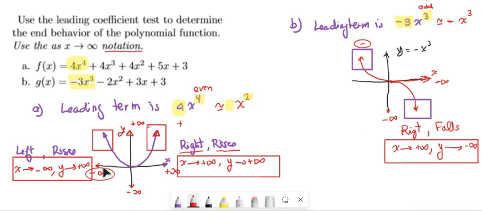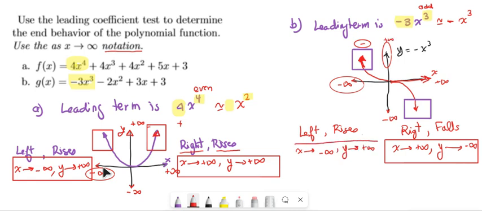Let's go to the other statement. We can see in the graph that it is heading upward whenever the x-axis goes to the left side. So this is left and it's going upward, or rises. Again, the interpretation: if it's going to the left, the x-axis is going to minus infinity, and if it is rising up, the y is heading to plus infinity. And this is the second statement you are looking for.